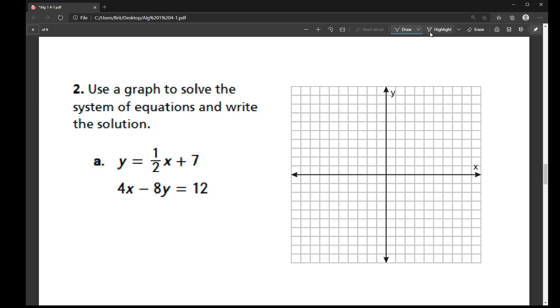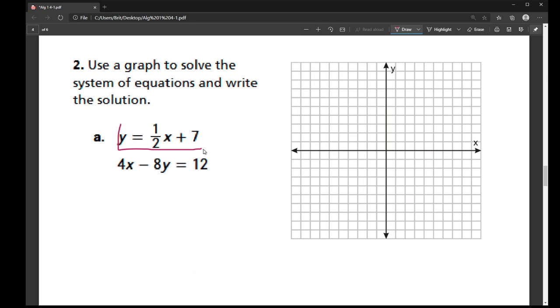So let's go ahead and try this one out. Here in the red, this is already in slope-intercept form, which is nice. So I can graph it right away. 5, 6, 7, so that y-intercept is at 7. And with a slope of 1/2, I'm going to rise by 1 and run by 2. So there we go, that's the slope.